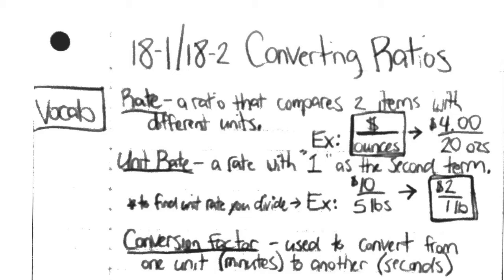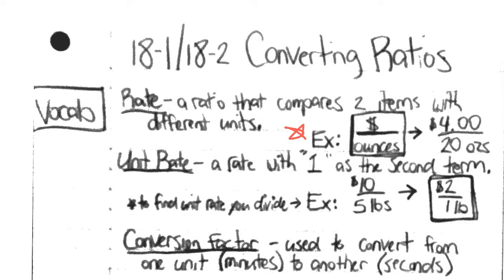Our vocabulary. The very first thing that we have is a rate. A rate is a ratio that compares two items with different units. So for example, over here I did a little example. Like for instance, it could have money on the top of the ratio and ounces on the bottom. So that's a rate because it's comparing two different units, money versus ounces. And then next to it I wrote, if something costs $4 for 20 ounces, that would be a rate.